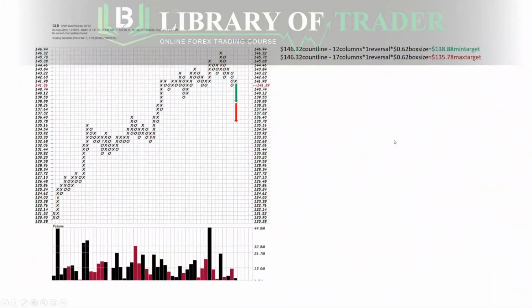And look at some of the PNFs here. So there are quite a few objectives here that you could find that are much lower than what I'm looking for. I'm looking for the first objective, like 138.88 on the GLD. This is not the futures. So we'll see how that's going to go.